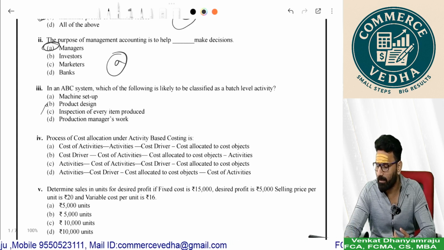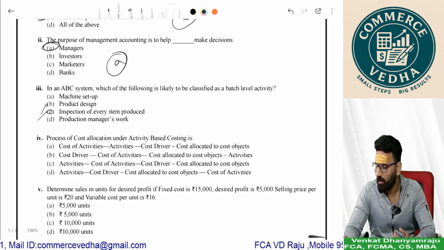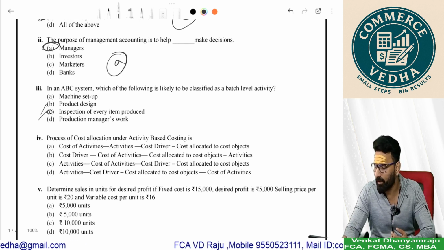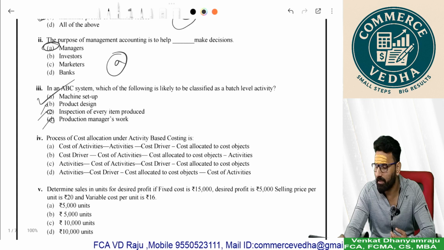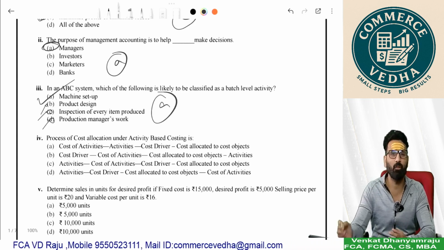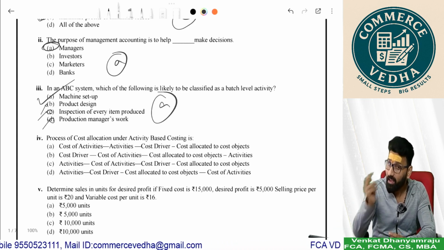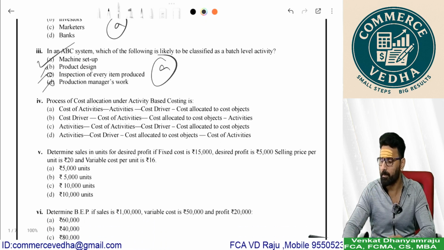In the ABC system, which of the following is likely to be classified as batch level? See, design is not batch level, inspection is not batch level, because every item produced, and then production manager's work is not batch level. So machine setup is batch level. So it's a simple question. Similar question we answered in the previous set.